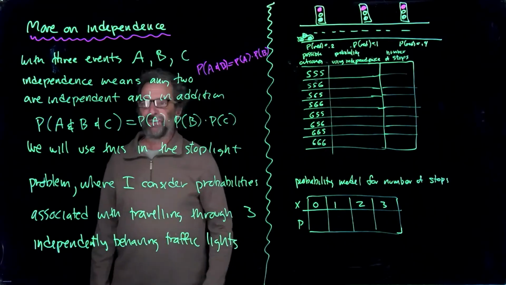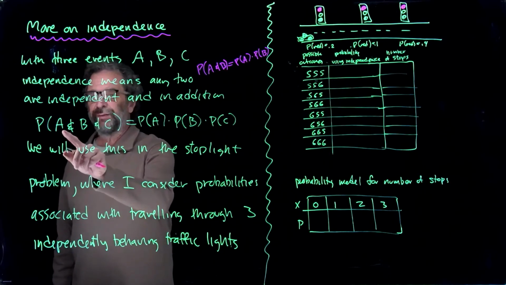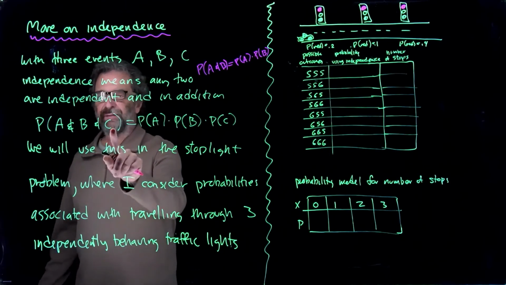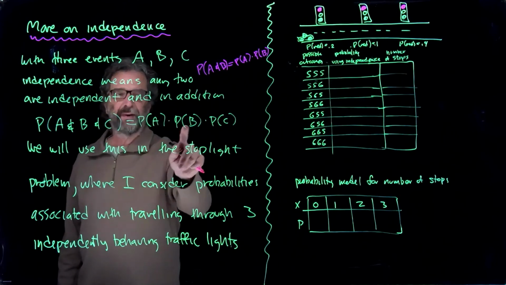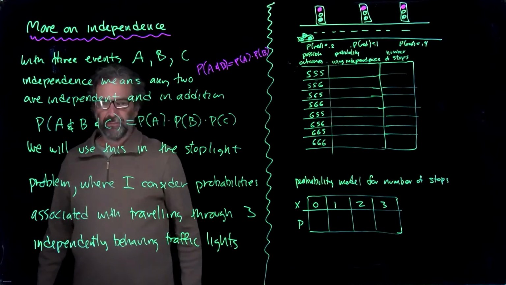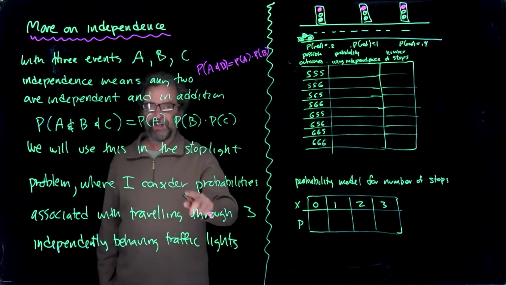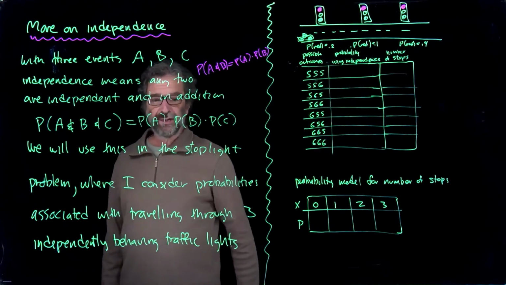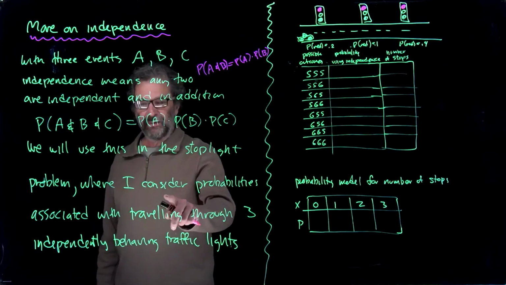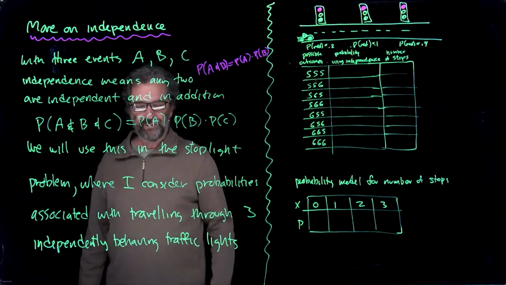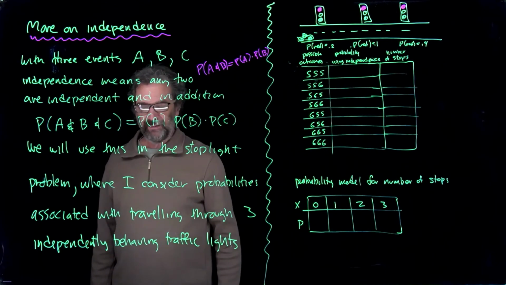And in addition, if you take all three of the events together, the probability of A and B and C, all of them happening at the same time, is the product of these probabilities. And you can imagine, as we'll see in a minute, how you might think that that makes sense. We'll use this in the stoplight problem, where I consider probabilities associated with traveling through three independently behaving traffic lights.